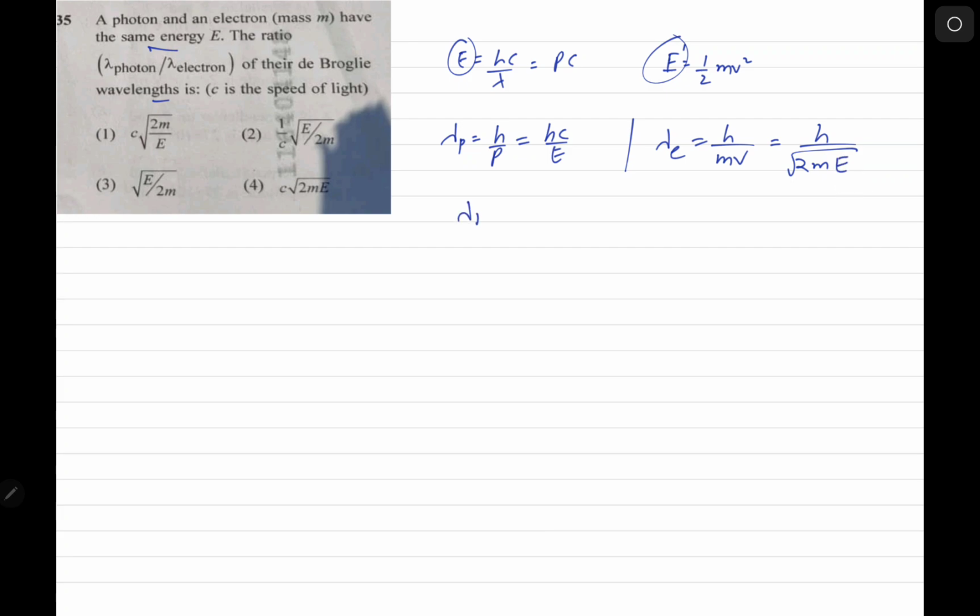Now I'll take the ratio. So lambda P by lambda E is equal to hc by E times h by root 2mE. The h cancels here, and this root is cancelled. So what do you have? Root 2m by E into c. So that is option number 1. That is the ratio of the wavelengths. So option 1 is correct. Hope you understood. Let's move to the next question.